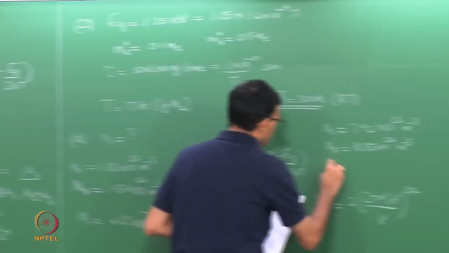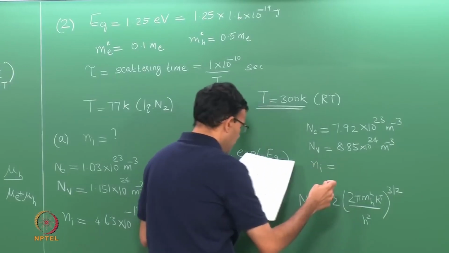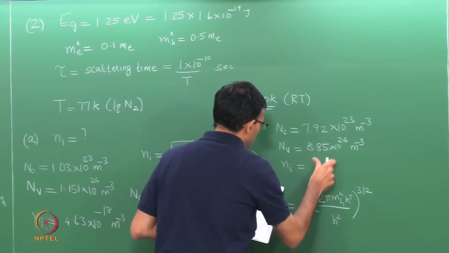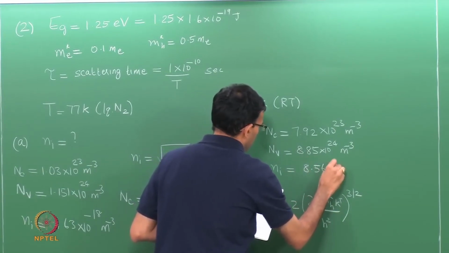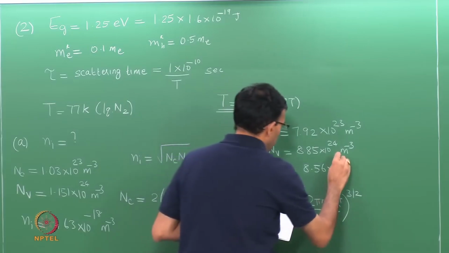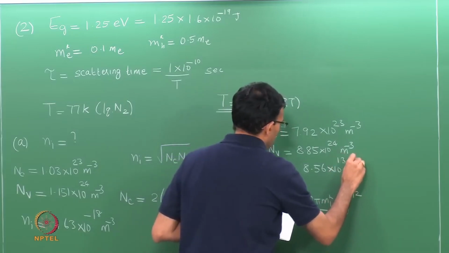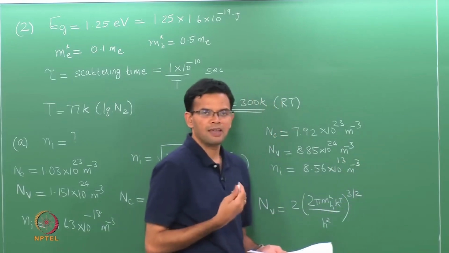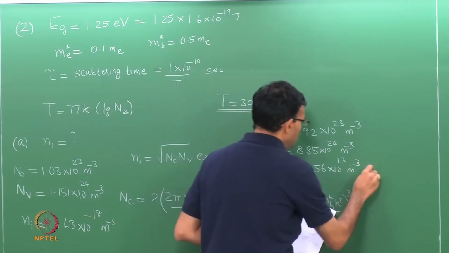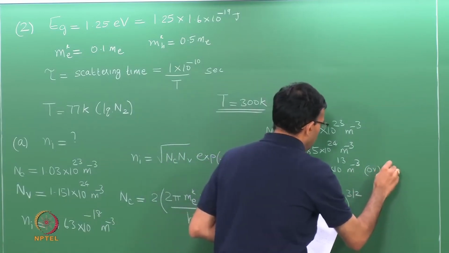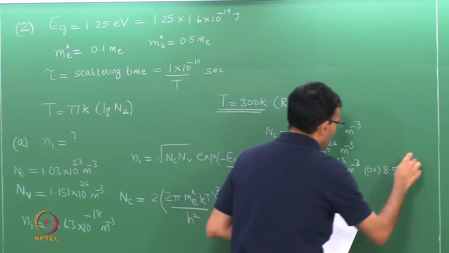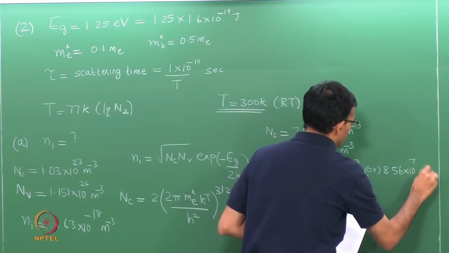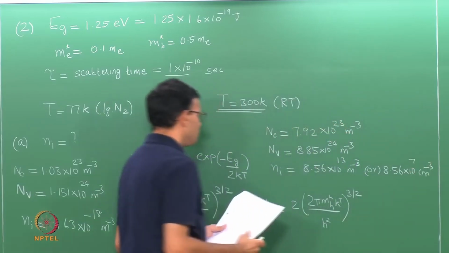Ni at 300 Kelvin is 8.56 times 10 to the 13 per meter cube. So, I can also write this in per centimeter cube, or 8.56 times 10 to the 7 per centimeter cube.